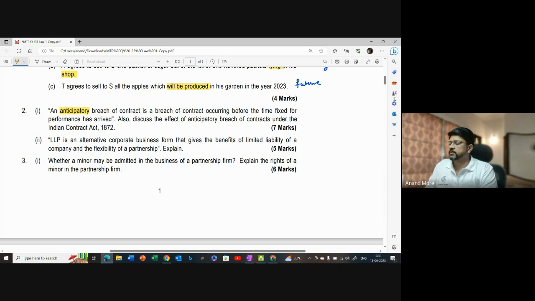Let us consider the next one. LLP is an alternative corporate business form that gives the benefit of limited liability of a company and the flexibility of partnership. So now they have considered here that you are required to explain. It only says to explain. Alternative corporate business form which gives benefit of limited liability and flexibility of partnership.